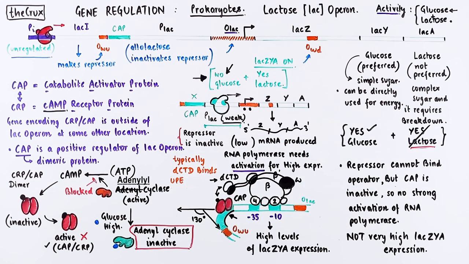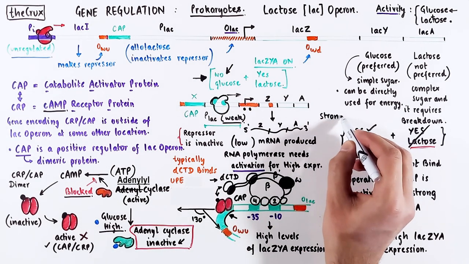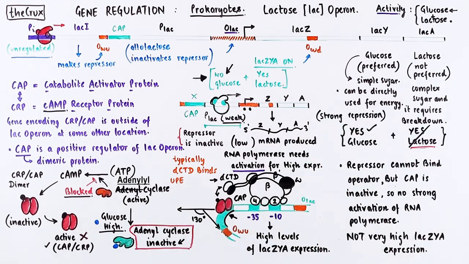And since we have glucose, the cyclase enzyme will be inactivated, which means that the cAMP production is blocked, and as a result, the CRP cannot be activated. All these things combined, the RNA polymerase just fails to move ahead. So you get a strong repression of the LacZYA expression.